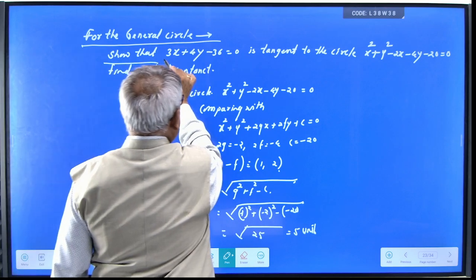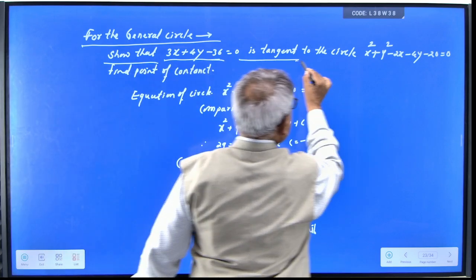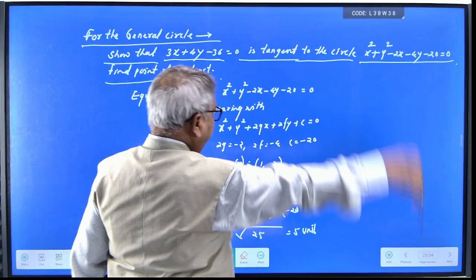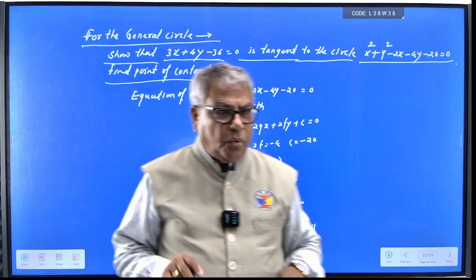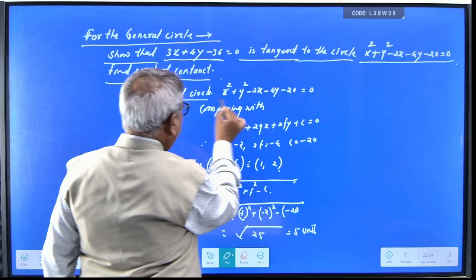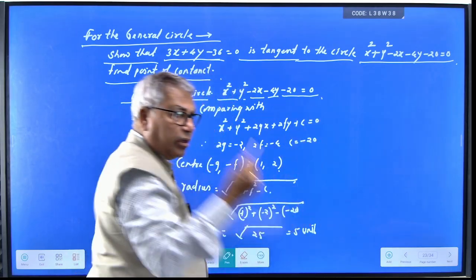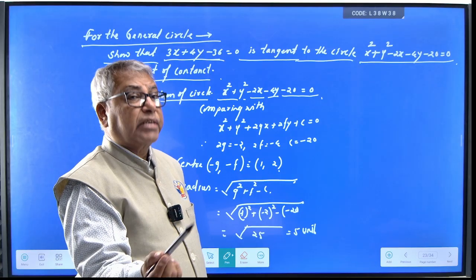Show that 3x plus 4y minus 36 equal to 0 is a tangent to the circle. This is a circle. Find the point of contact. Listen here, what I have done. There is no condition here. First of all, the equation of the circle is given: x square plus y square minus 2x minus 4y minus 20 equals 0. Be careful about it. The coefficient of x square and the coefficient of y square must be equal to 1.